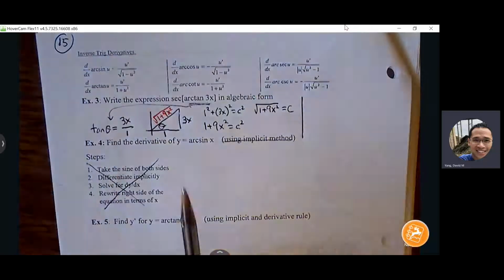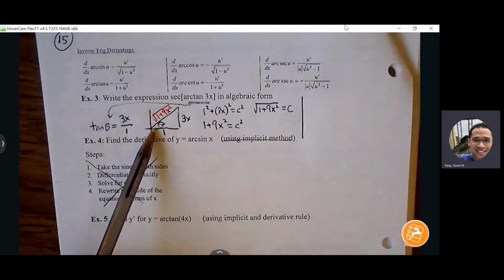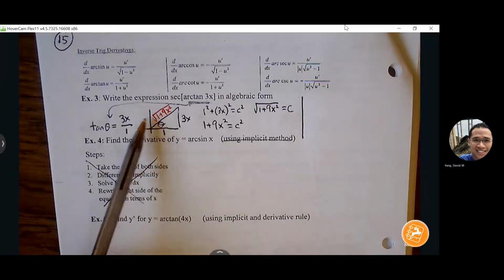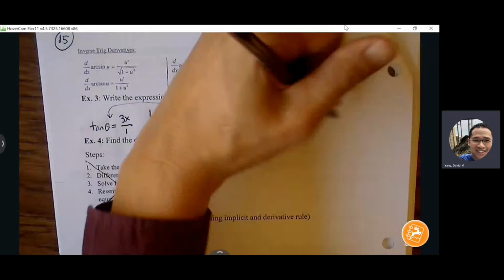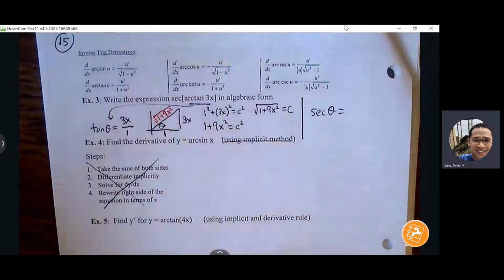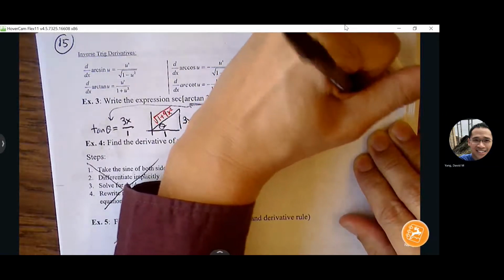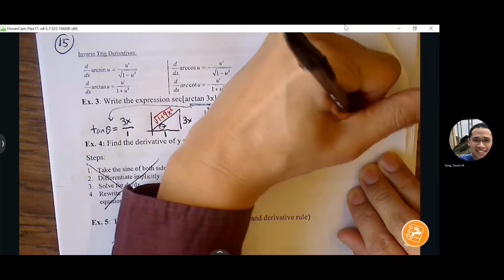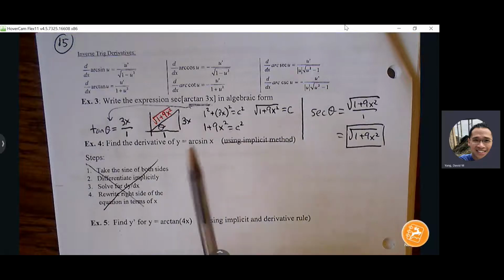And now we turn around and ask ourselves, what is secant of theta going to be? Secant is related to what? Cosine. Cosine is adjacent over hypotenuse, so secant is hypotenuse over adjacent, right? So it's root 1 plus 9x squared over 1, or just the square root. We're going to use this later when we clean up our derivative. Any questions here with example 3?